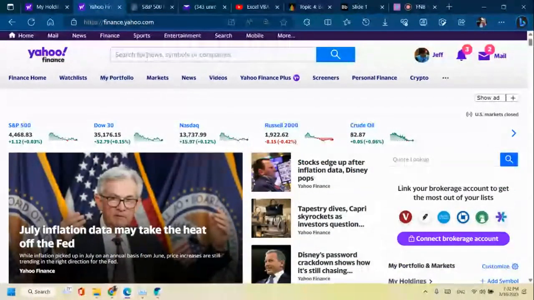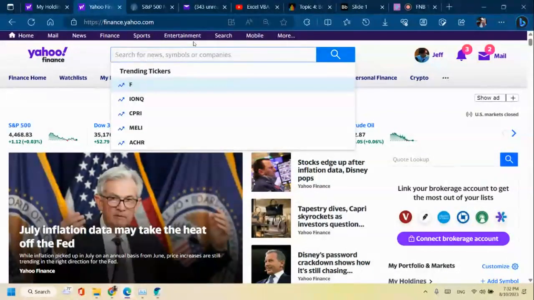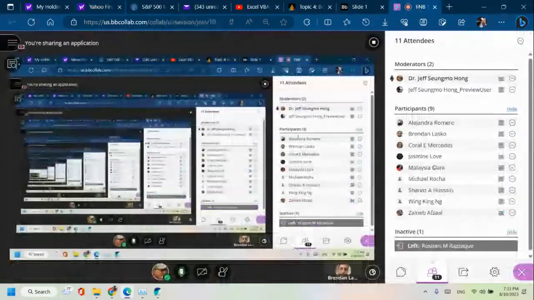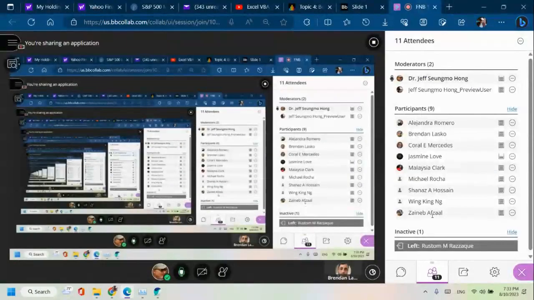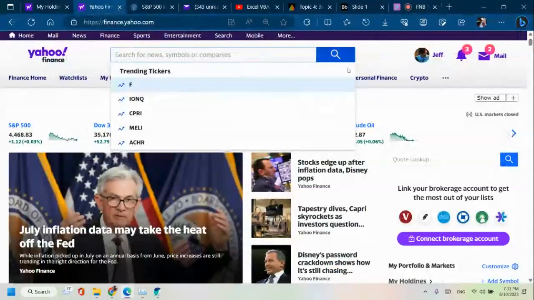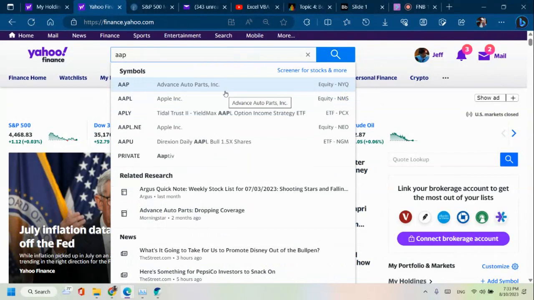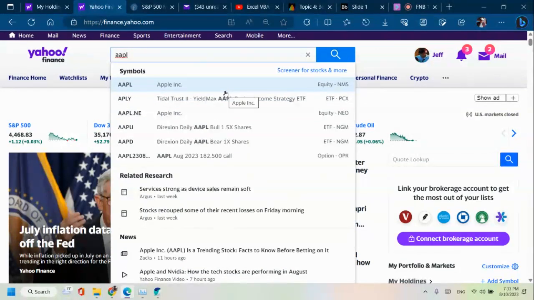So if you're in Yahoo Finance, everyone is at Yahoo Finance, right? I'll have to assume that you are. Okay, only one person. So we want to look up Apple's data, right? Apple's ticker symbol is AAPL. However, you don't need to. You can just type in Apple and it's going to come up, right?